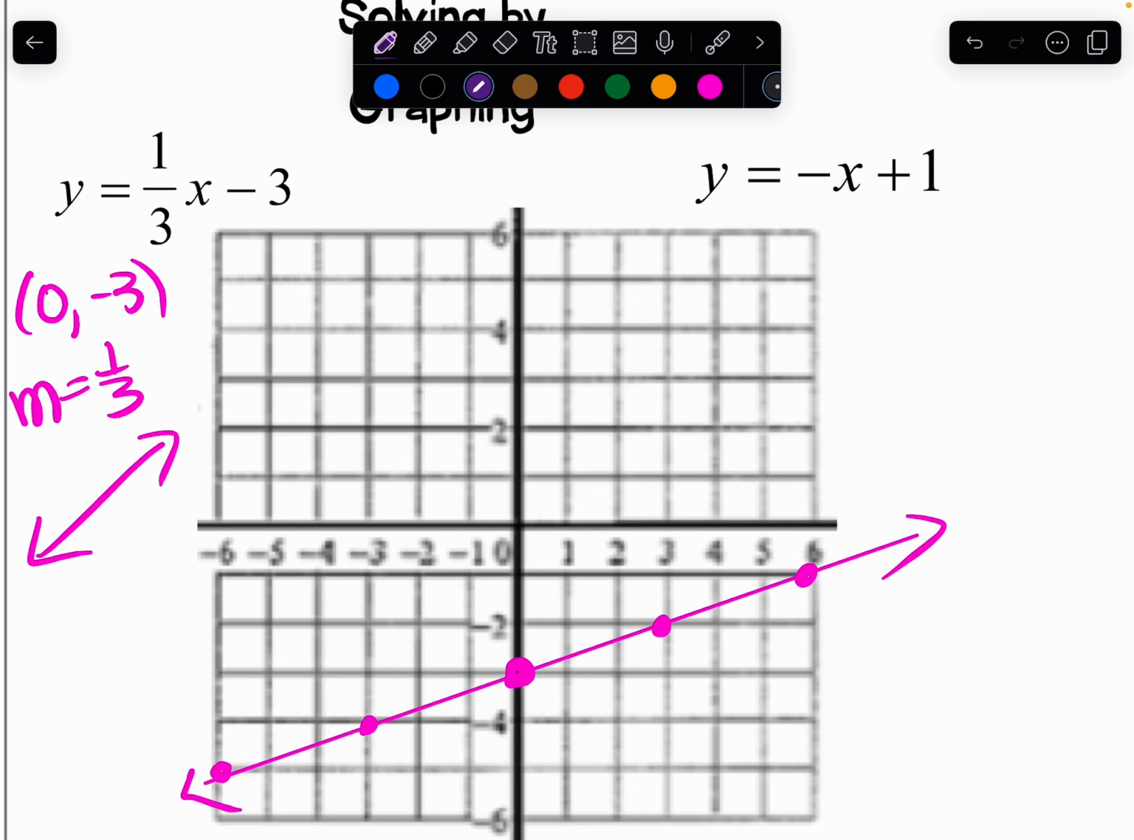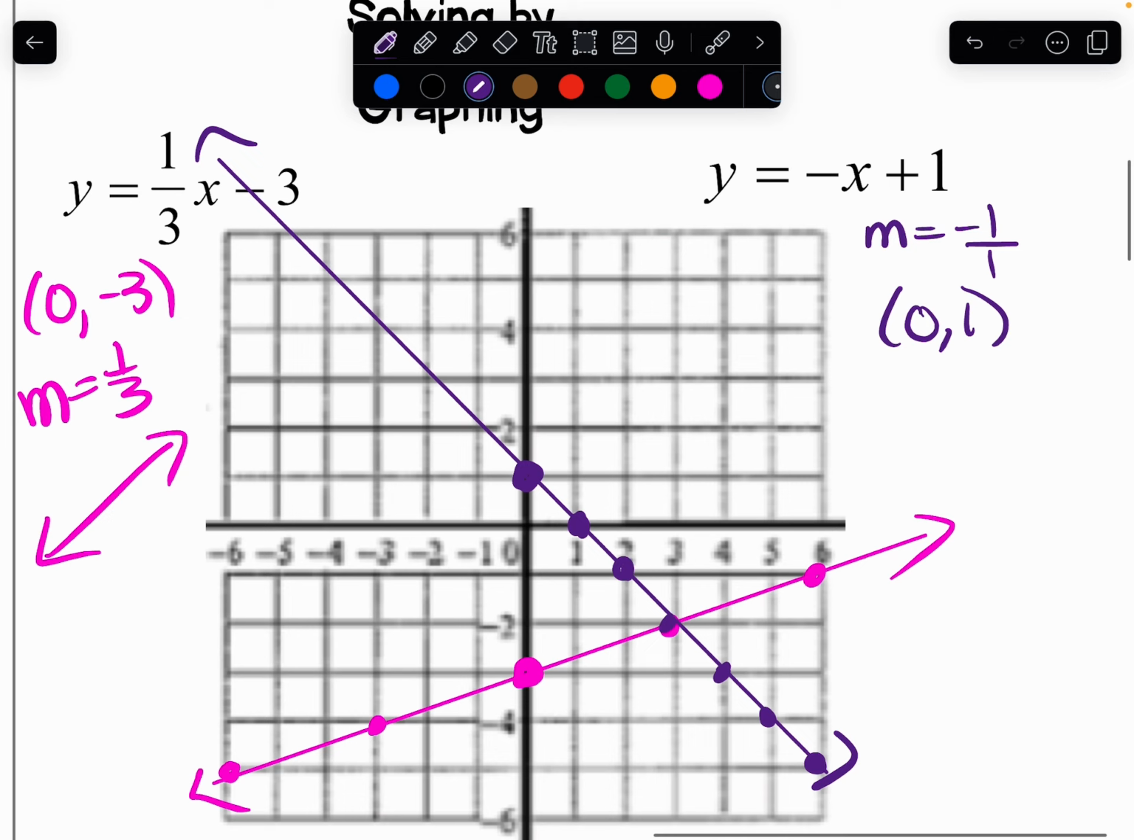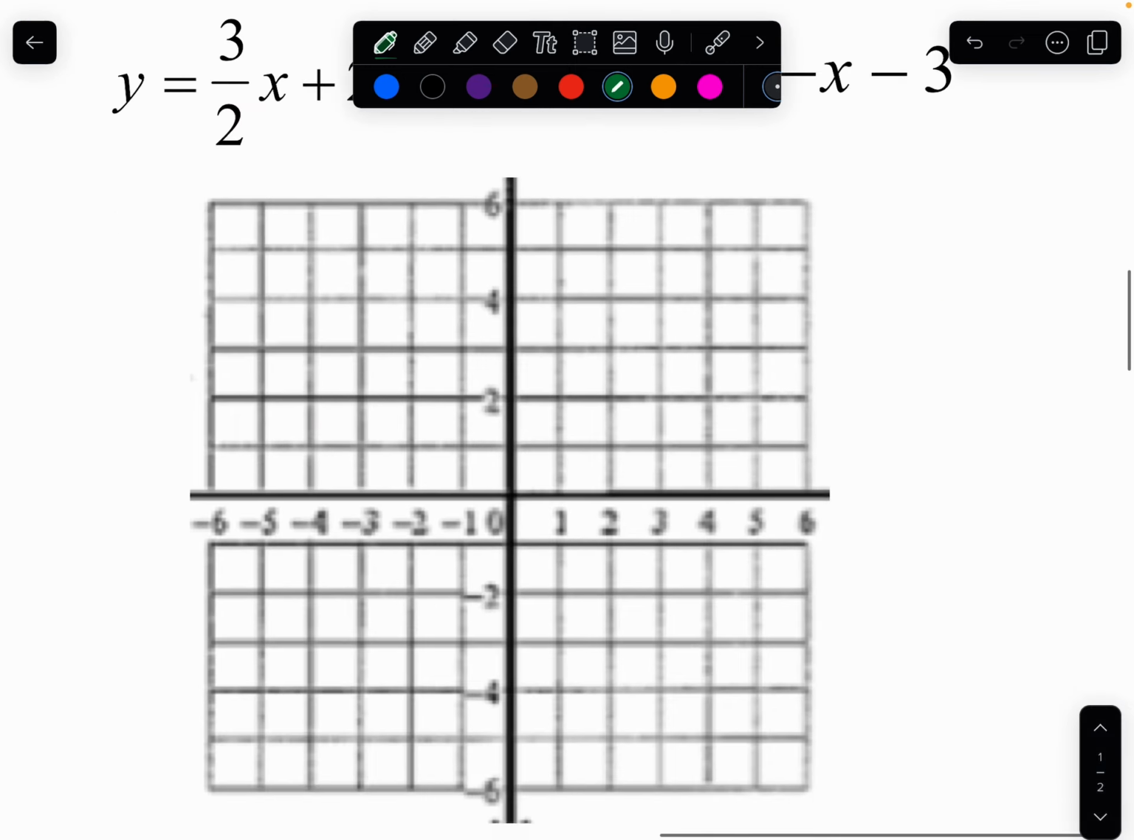My second line, this slope is -1, which is -1 over 1, and the point is (0, 1). So I go to (0, 1), I go down 1 over 1, down 1 over 1, and continue down 1 over 1. And where do they run into each other? They ran into each other here at the point (3, -2). So that is their point of intersection.